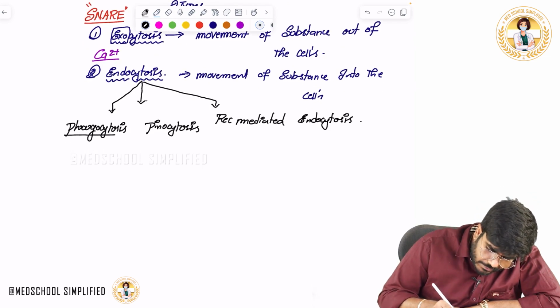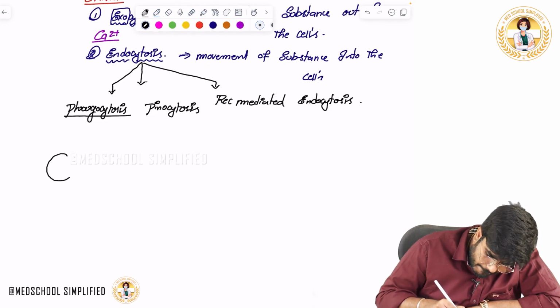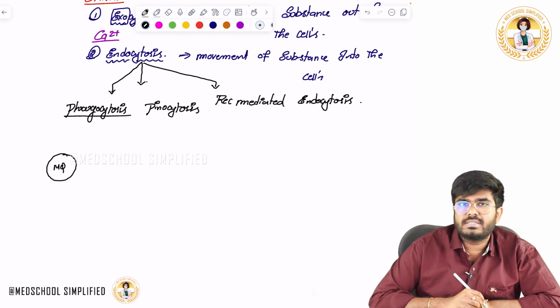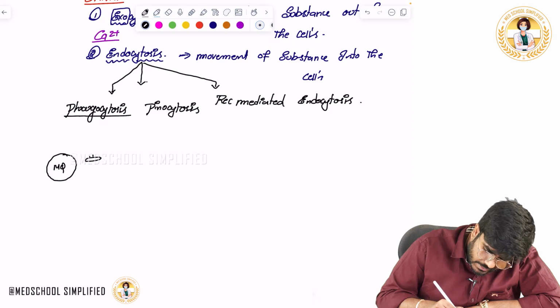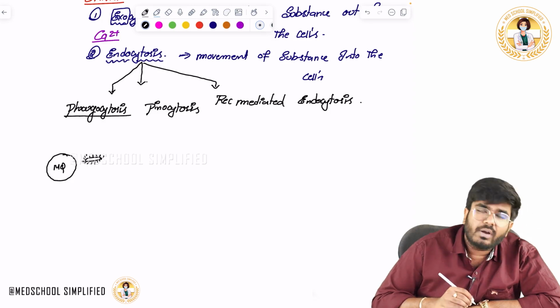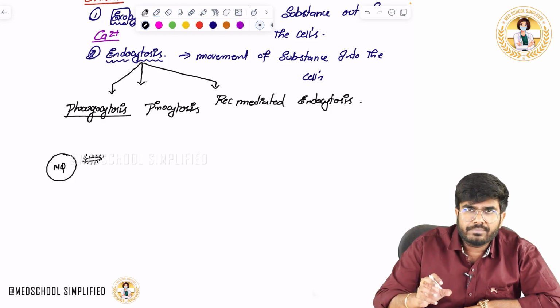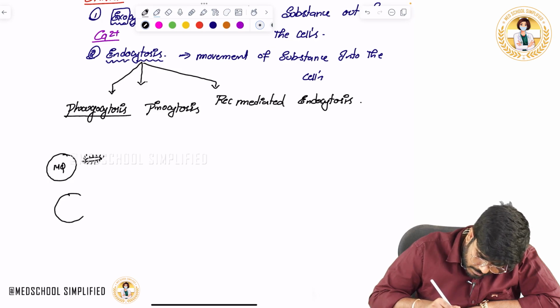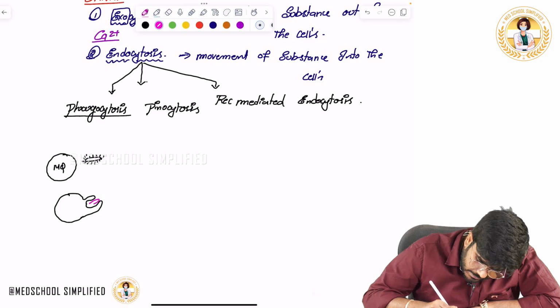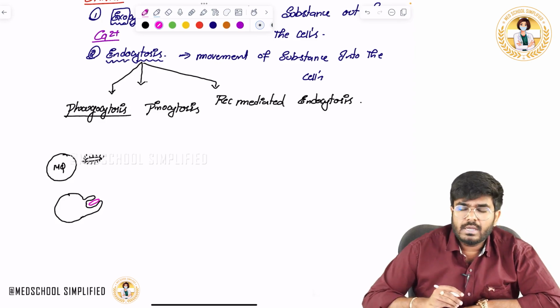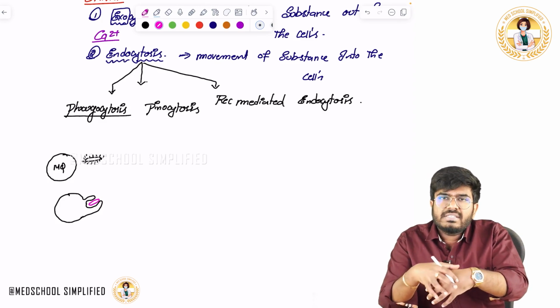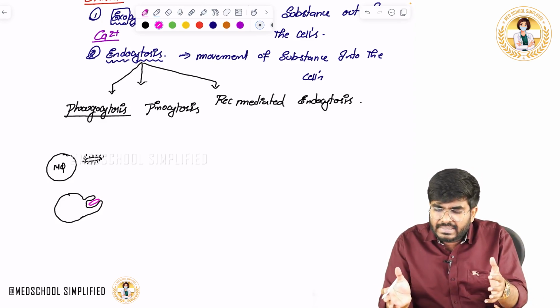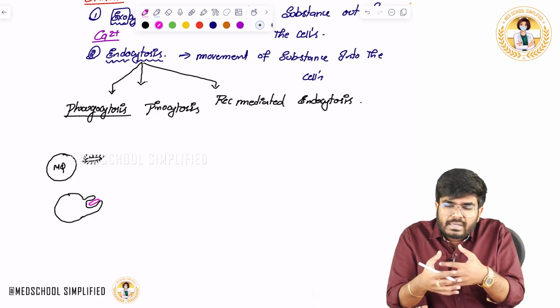Now, what exactly is phagocytosis? For example, let's say there is a macrophage, and here is a bacteria present. This macrophage can go and engulf this bacteria. It's going to extend its cell membrane around this bacteria, and this cell membrane is going to form a vesicle. It's going to completely enclose the bacteria, and this bacteria will be taken into the cell.